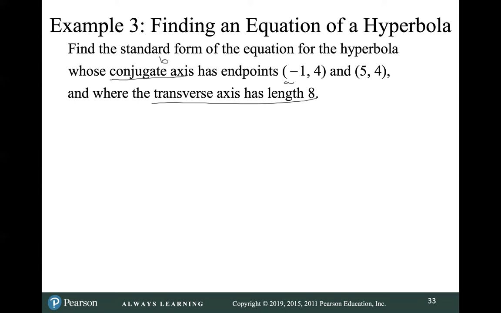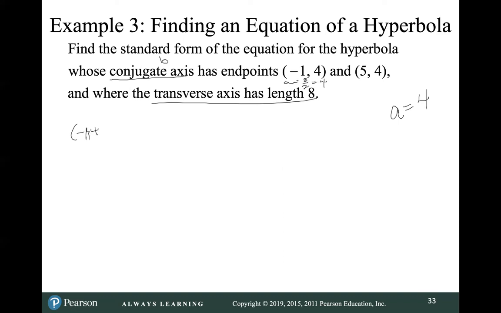However, this is the whole axis, so A is half of 8. 8 over 2 is 4. I'm going to put it over here. A is 4. Then to find B, I need to know halfway between our 2 points is the center.